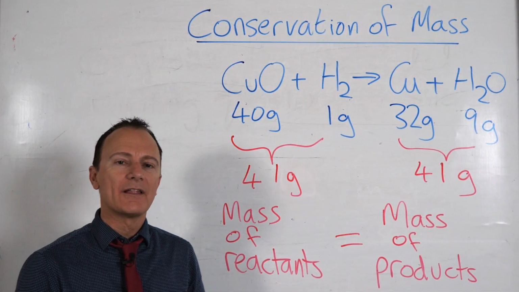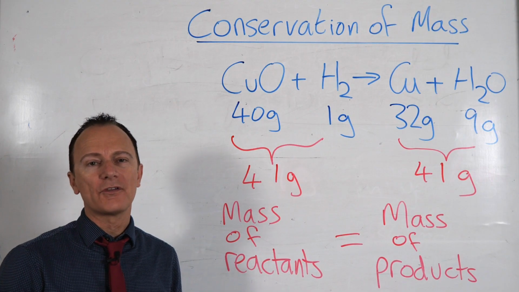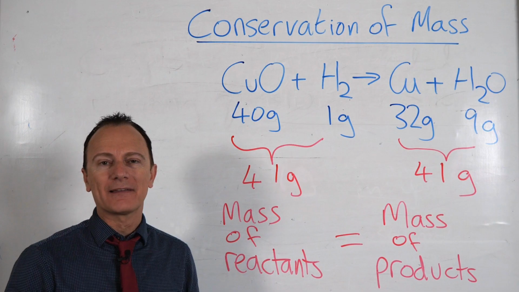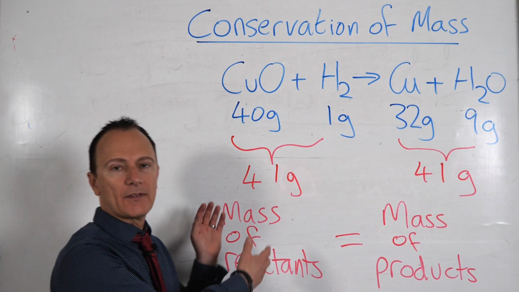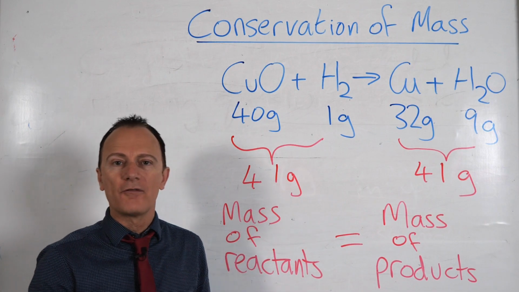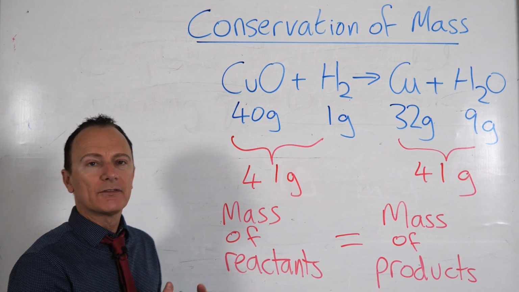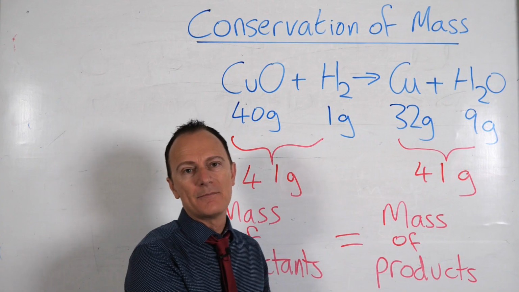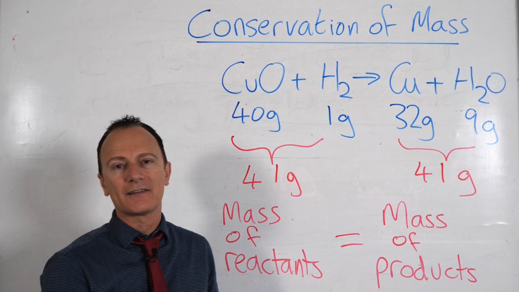The next calculation I'm going to show you is one called conservation of mass. And conservation of mass means keeping the mass the same. So whatever mass of starting chemicals or reactants that you start with, that turns into the products, but the total mass of the products is the same as the total mass of the starting reactants.